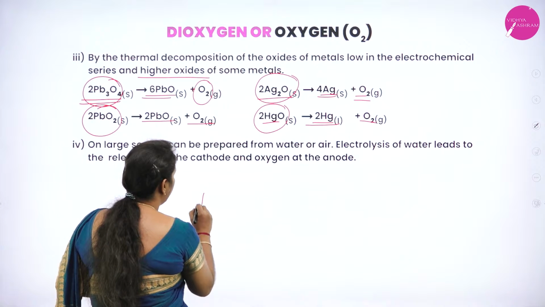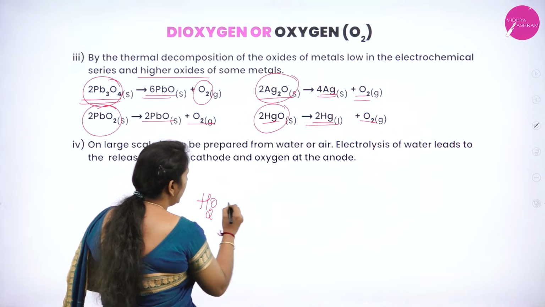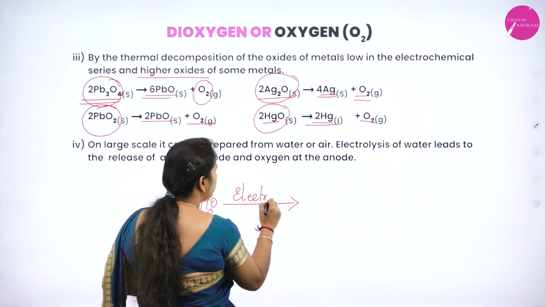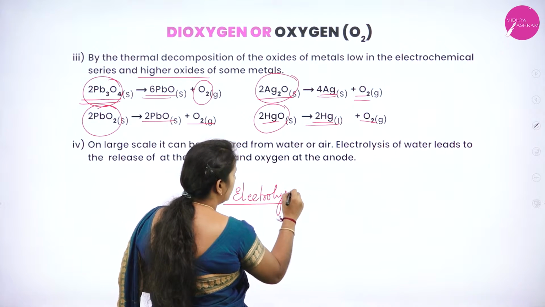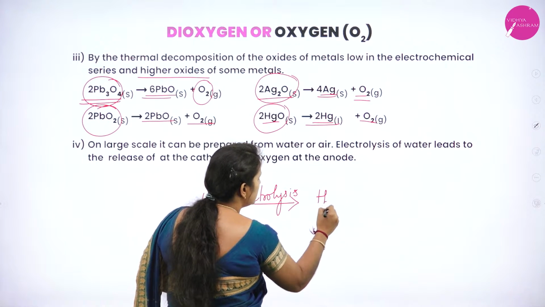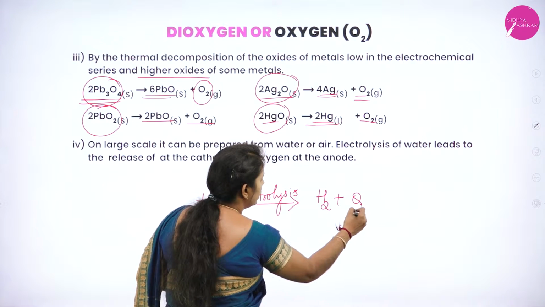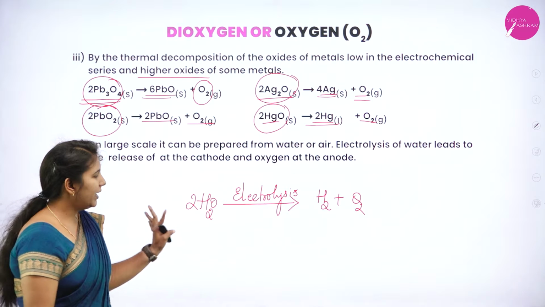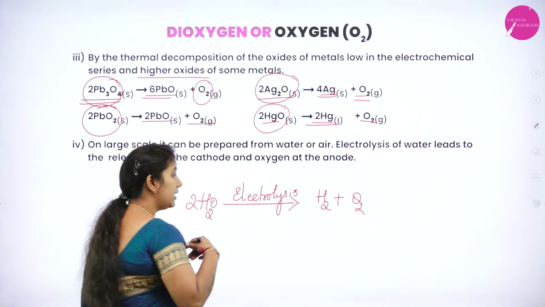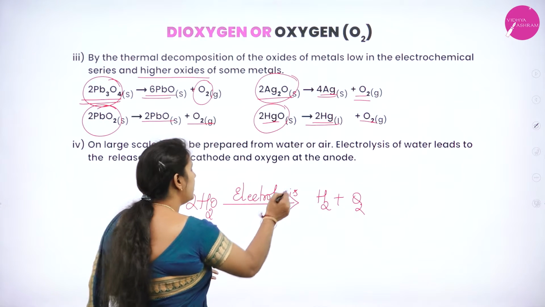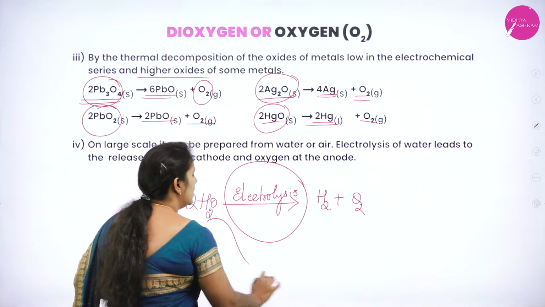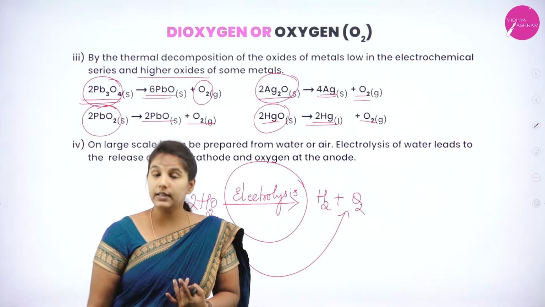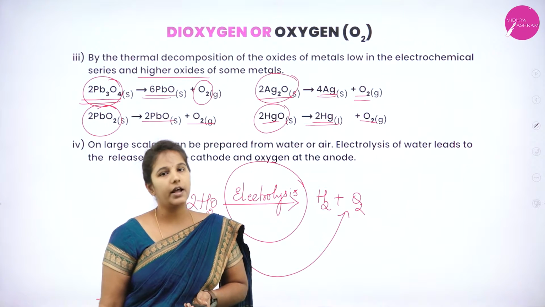I can take water. If you do electrolysis, what does it produce? It produces oxygen and hydrogen. Okay. So this is how we can easily understand that in large scale production, simply by doing the electrolysis, we can obtain dioxygen. This is another way to prepare dioxygen.